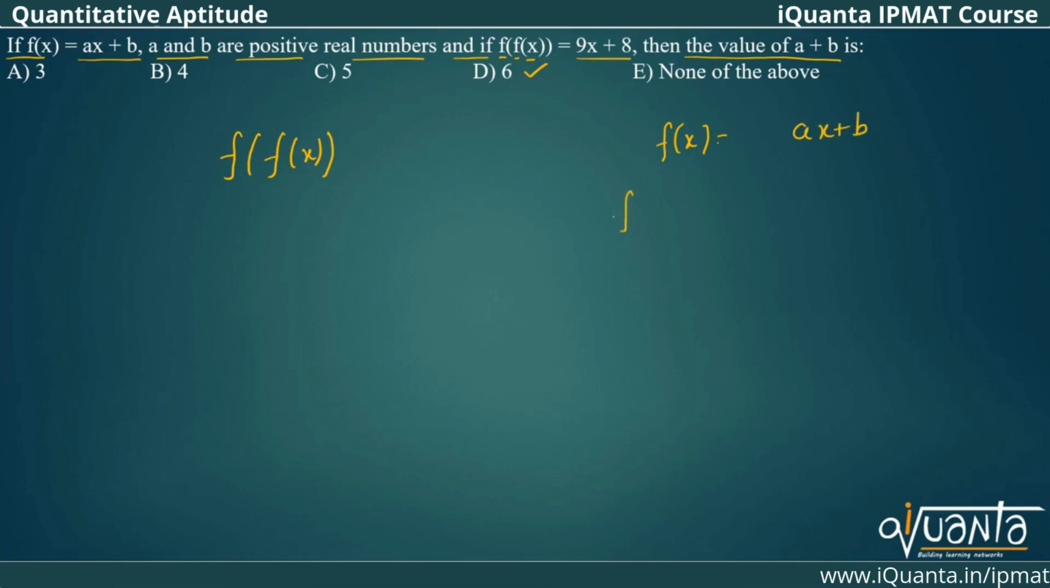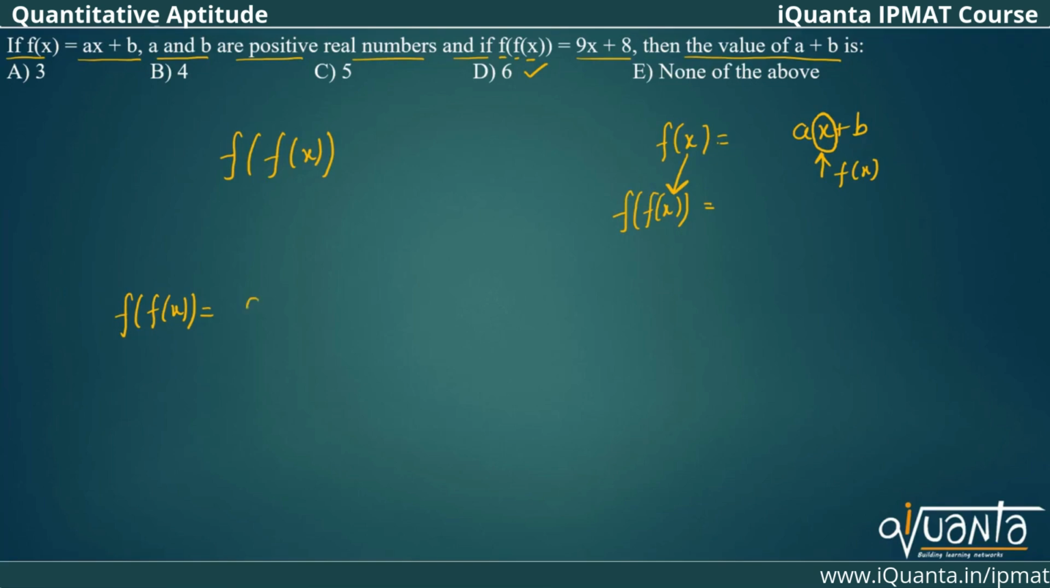If you want to find out f(f(x)), then what you have to do is, in place of this x, you have to put f(x). Why? Because f(x) was ax plus b. Now we need to find out f(f(x)). So in this place of x, we will be putting f(x). So let me write down f(f(x)) over here.